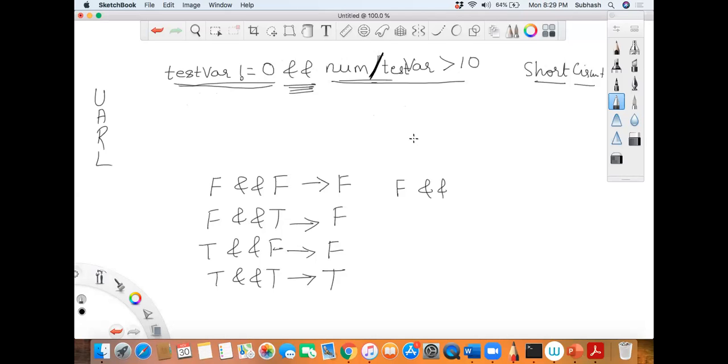Guys, did you understand this? Yes or no? Okay. So now, having said that, what will be the output of this? The output for this would be false. Is that okay? Guys, you understand? For this, you must understand short circuit operators.